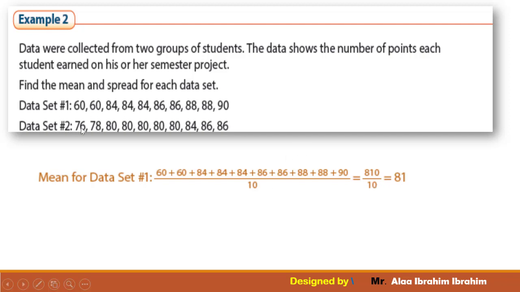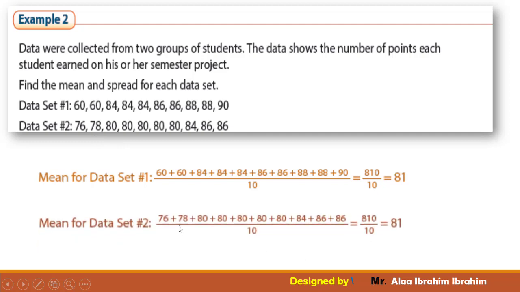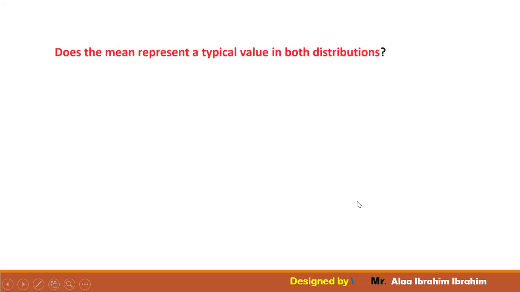The same way, how do we find the mean for this one? We find the mean and spread for each data set. I use the same form: the sum of values over the number of values. I add all of them and count all of them. I found they are 10 also, but we have different data here. So I add them, then I divide, and I have 81. So both of them have the same mean, but different values.